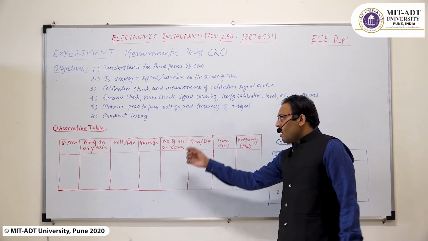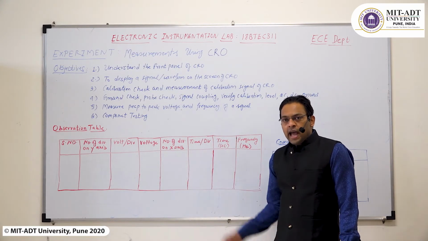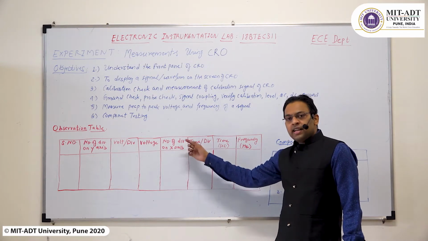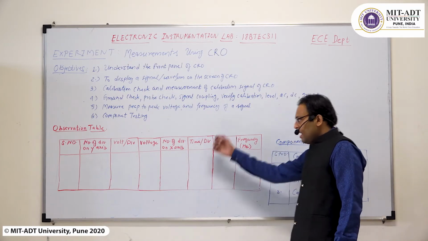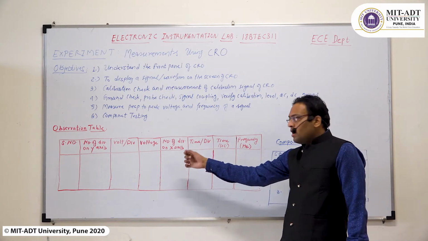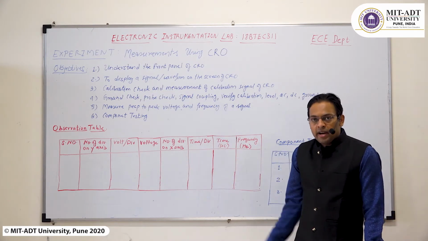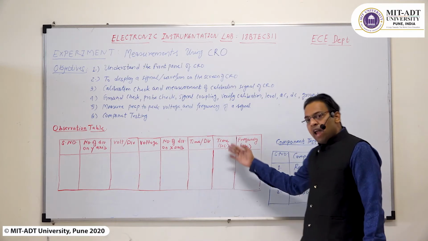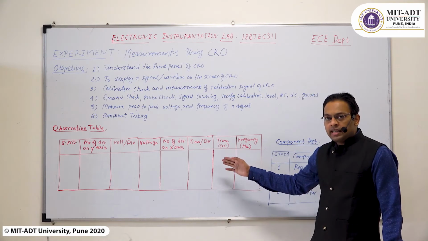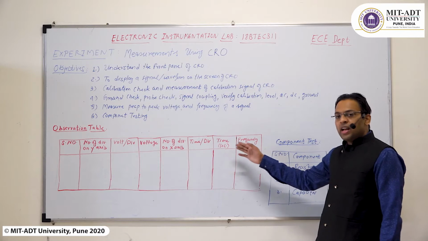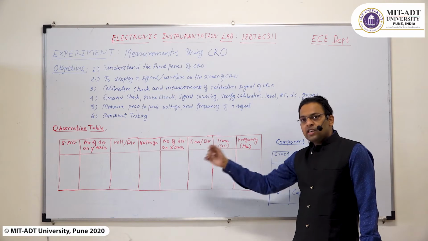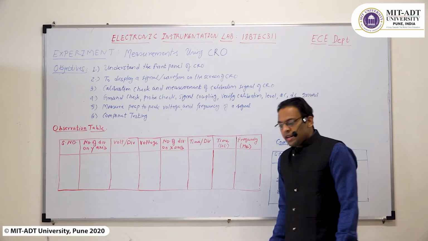Similarly, we will also calculate the time and frequency of the signal. For this, we take the number of divisions on the x-axis and the reading of the time per division. Then we multiply both. The number of divisions on the x-axis multiplied by time per division; division and division cancel each other, and we get the time in seconds. To obtain the frequency, we take the reciprocal of the time. Frequency is 1 upon T, so it gives the frequency of the signal. In this way, we will take the voltage and frequency readings of the generated signal.